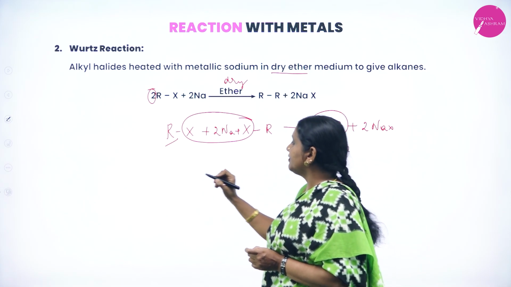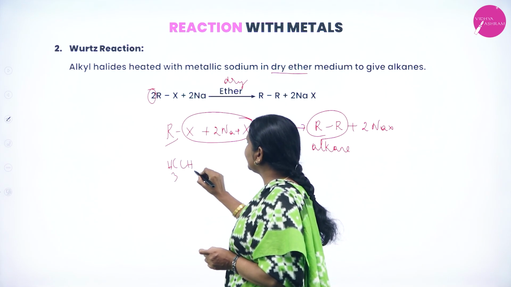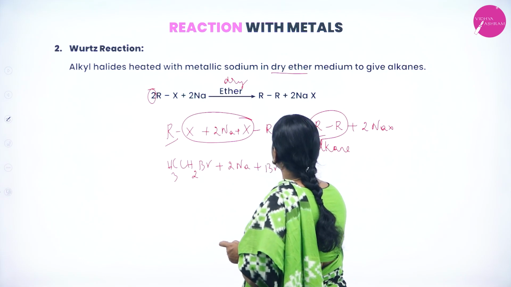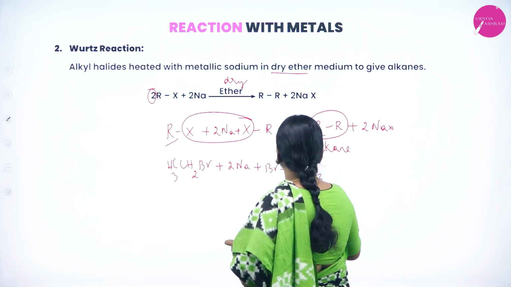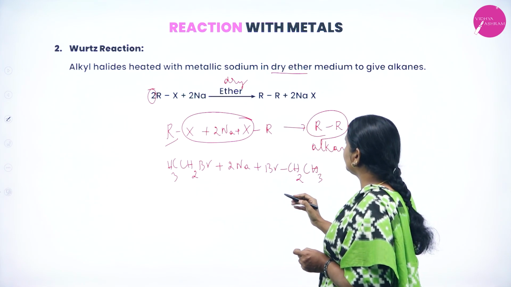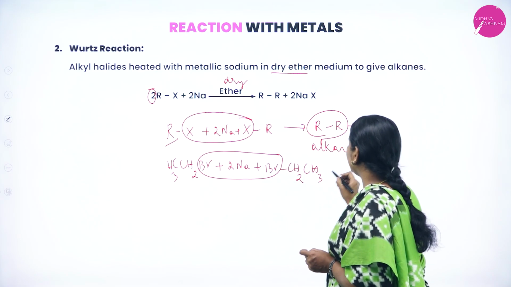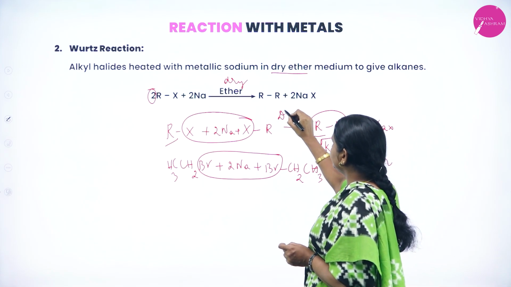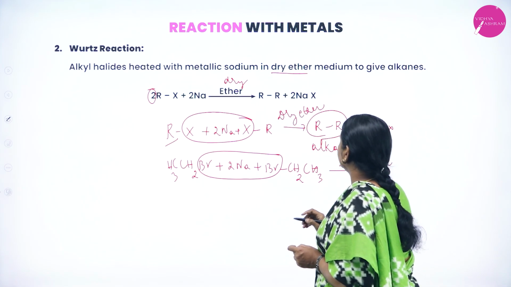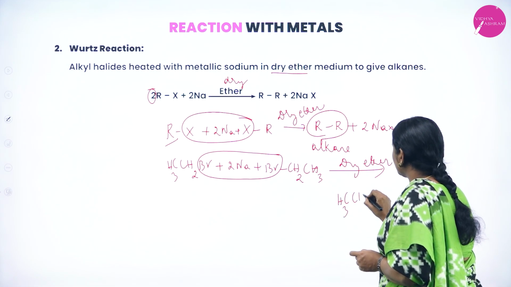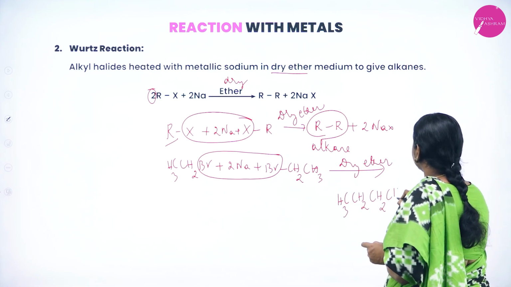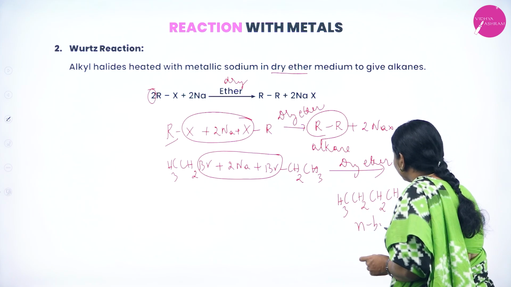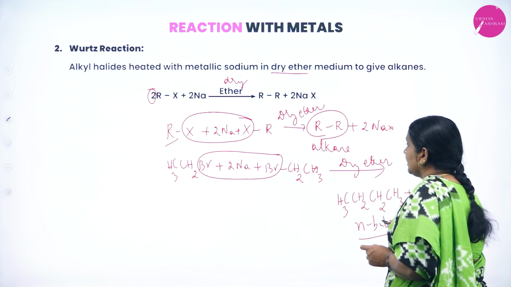For example, if I take ethyl bromide plus 2Na, one more molecule of ethyl bromide, removing 2NaBr in the presence of dry ether, it will form CH3CH2CH2CH3 plus 2NaBr. It is n-butane.